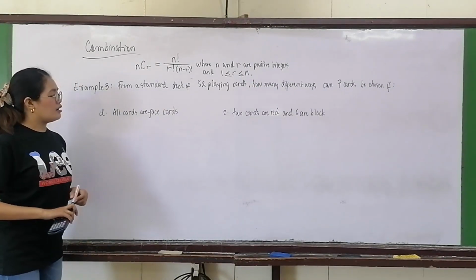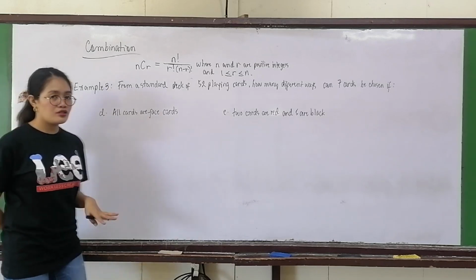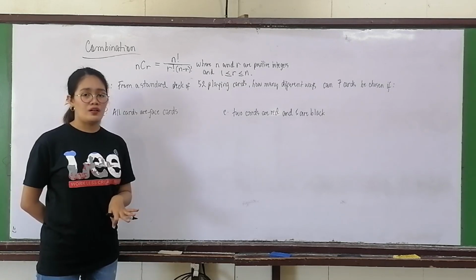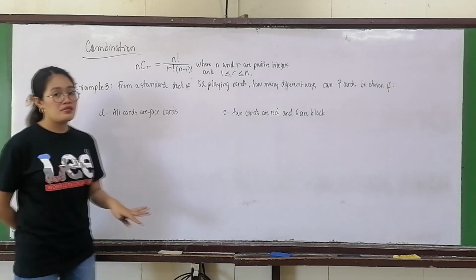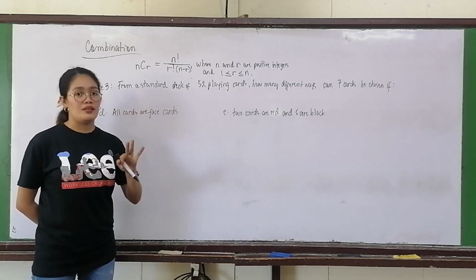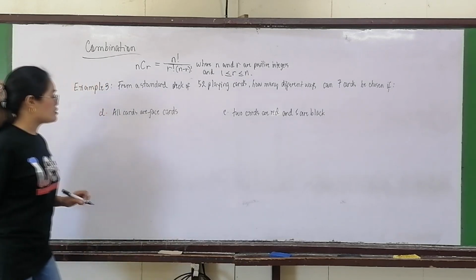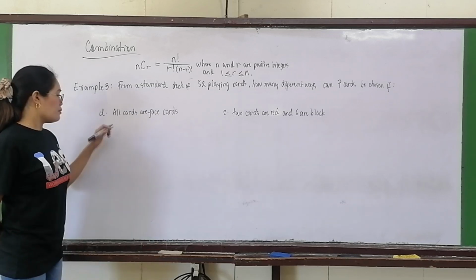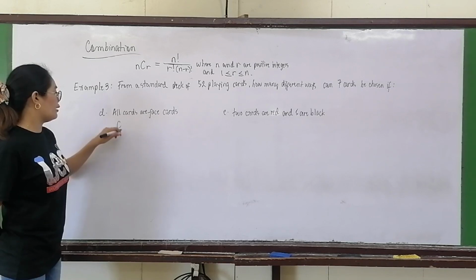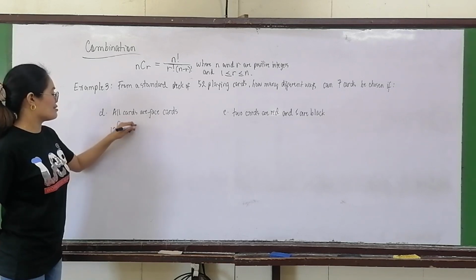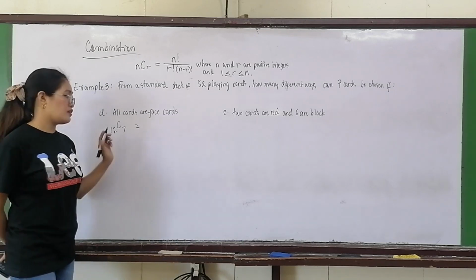For letter D, we have all cards are face cards. Take note that for each suit we have 3 face cards, and we have four suits: diamonds, hearts, clubs, and spades. For our face cards we have Jack, King, and Queen. So these 3 face cards times the 4 suits, we have 12 face cards. A total of 12 face cards, meaning our N is 12. So we have the combination of 12 taken 7.